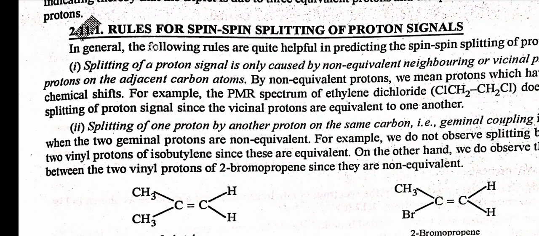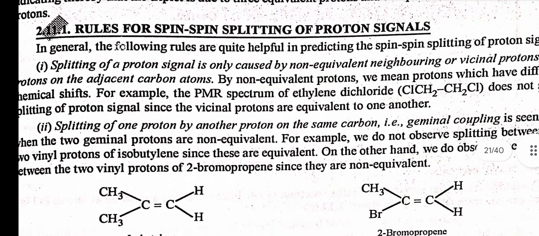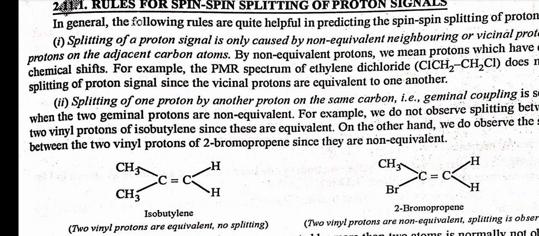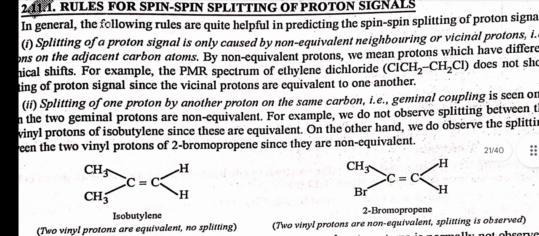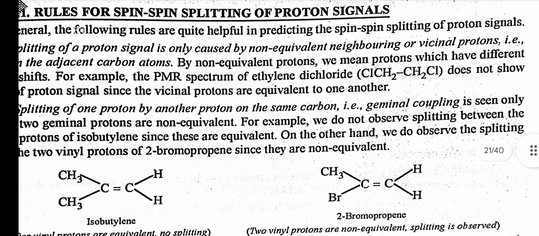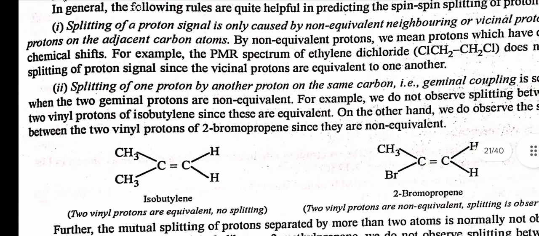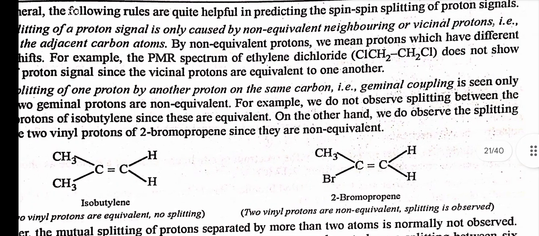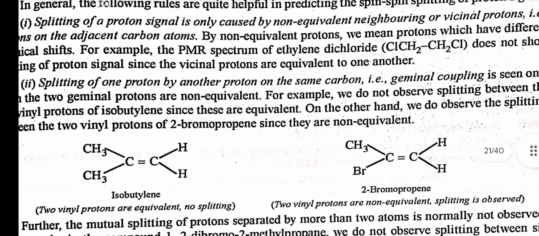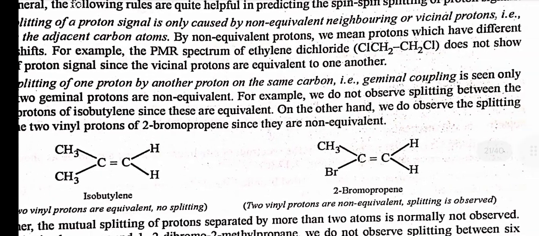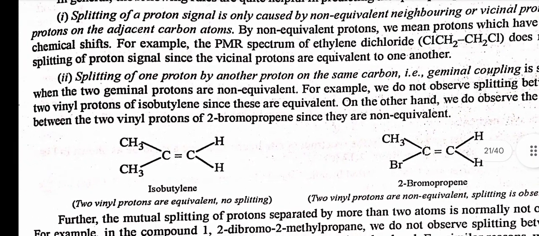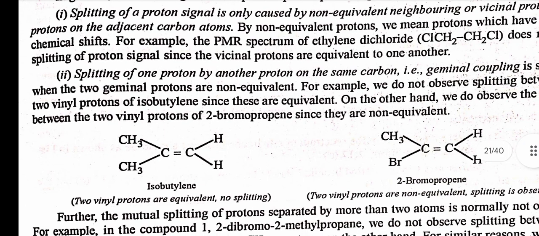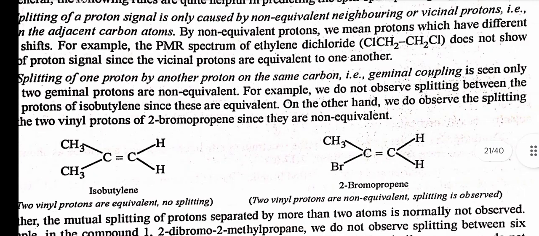Rules for spin-spin splitting of proton signals. In general, the following rules are quite helpful in predicting the spin-spin splitting of proton signals. Splitting of a proton signal is only caused by non-equivalent neighboring or vicinal protons, that is, protons on the adjacent carbon atoms. By non-equivalent protons, we mean protons which have different chemical shifts. For example, the PMR spectrum of ethylene dichloride does not show splitting of proton signals since the vicinal protons are equivalent to one another.